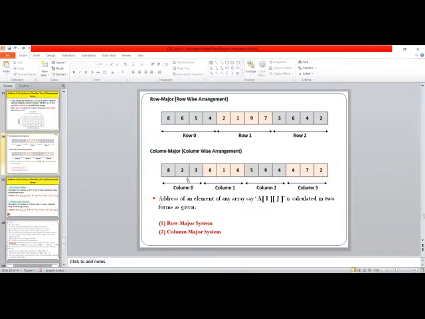So now it should be clear that even if we have a two-dimensional array, still the elements are always stored in a continuous memory location like this or like this. We do not have multiple lines over here.